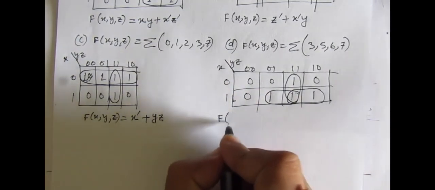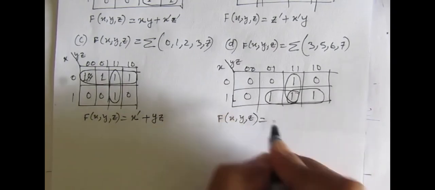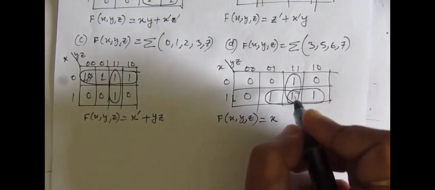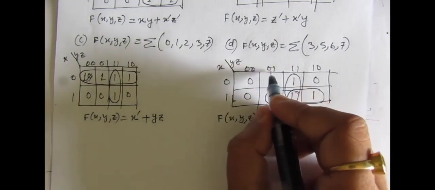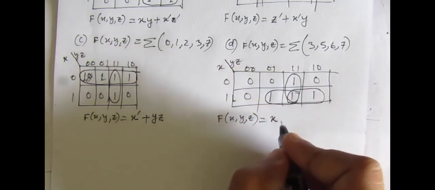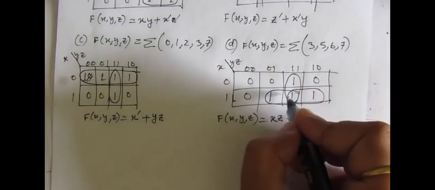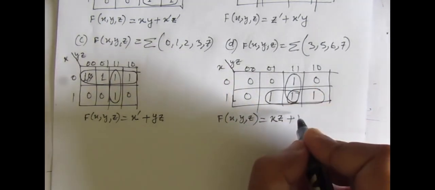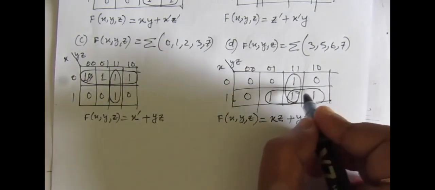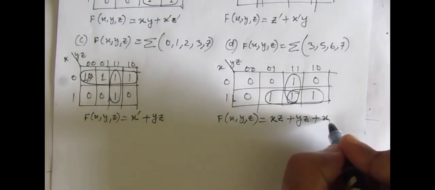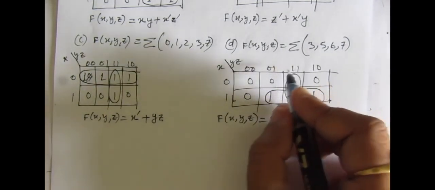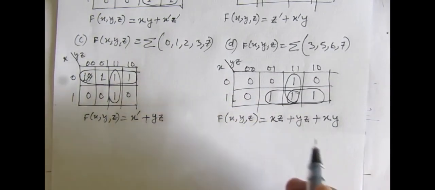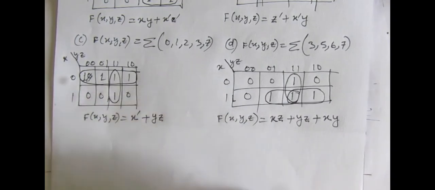So f of x, y, z equal to, let us first consider this term. For this term we have x equal to 1, so x, and for y and z we can see y is 0 and 1, so y is cancelled and z is 1, so xz plus, let us consider this term. For this term we have x equal to 0 and 1, so x is cancelled, so we have yz plus, for this term we can see that x equal to 1, so x, and for y and z we can see that it is y. So it is nothing but xy plus yz plus xz. So this is the simplified Boolean expression.